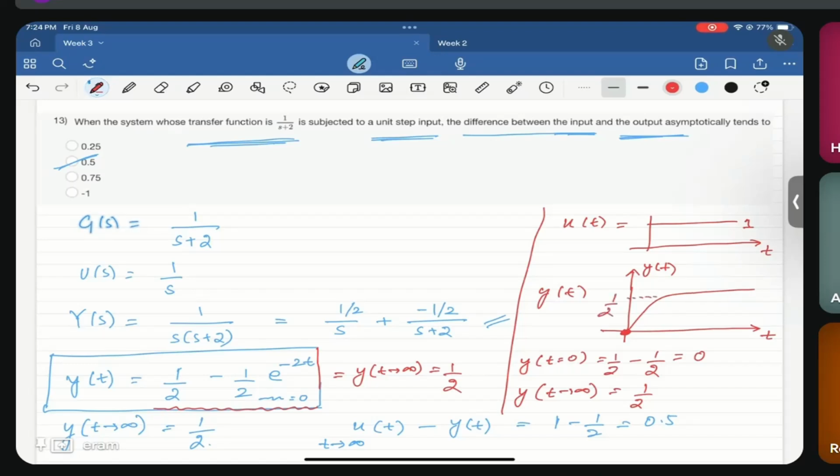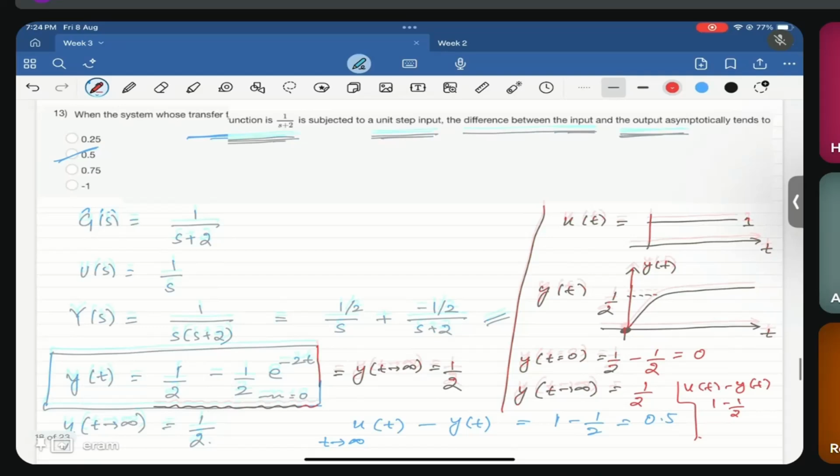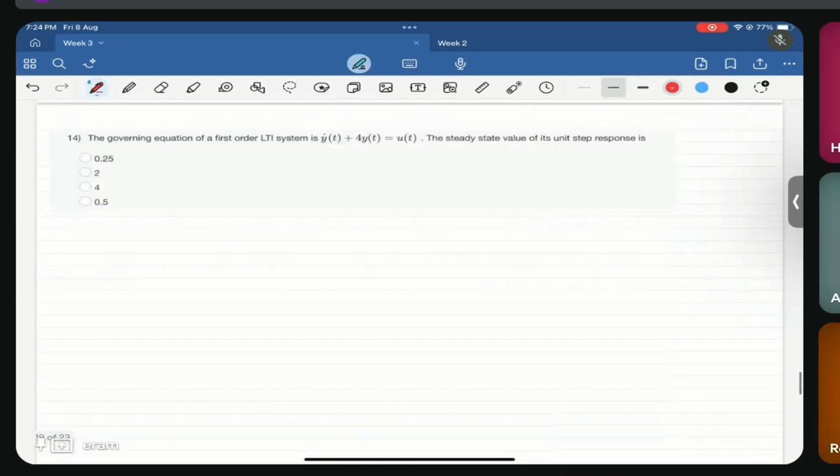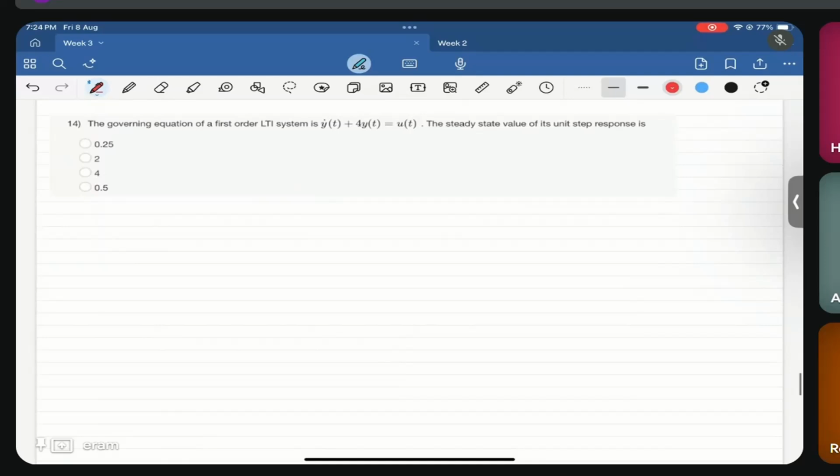So what is the difference of u(t) minus y(t) as t goes to infinity? It is 1 minus 1 by 2. Okay? Now clear? Yes. So now try this problem.